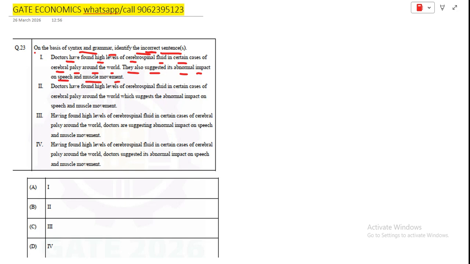Okay. Now the statement number 2, doctors have found high levels of cerebrospinal fluid in certain cases of the cerebral palsy around the world, which suggests the abnormal impact on the speech and the muscle movement. Third statement, having found high levels of cerebrospinal fluid in the certain cases of the cerebrals around the world, doctors are suggesting abnormal impact on the speech and the muscle movement. And the statement number 4 says, having found high levels of cerebrospinal fluid in the certain cases of the cerebrospinal around the world, doctors suggested its normal impact on the speech and the muscle movement.